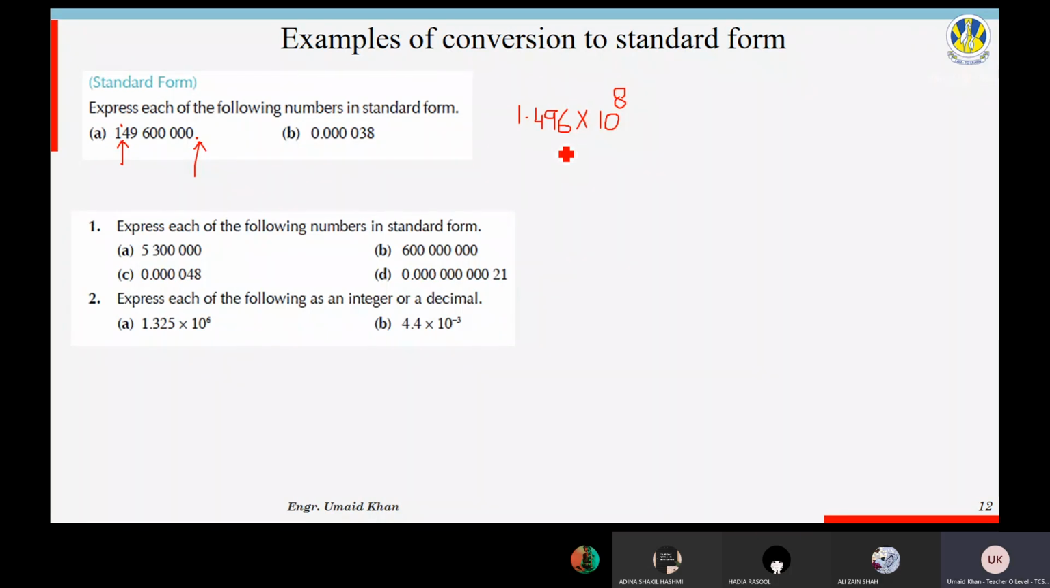Okay. So next question is, how do you make sure that this power of 10 will be positive or negative? What is the rule? Sir, if the number is going backwards, if it is decreasing, if it has a decimal like 0.00 something, then it will be negative. If the number is positive without any decimal, then it will be positive.